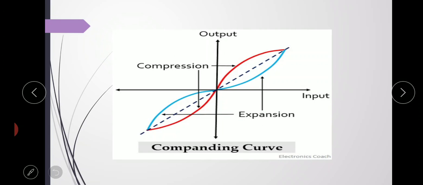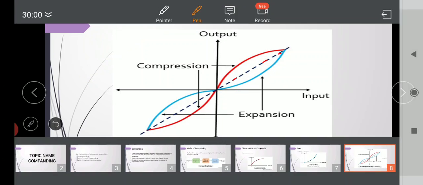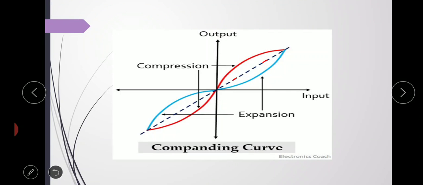Next, this is the compander characteristic, combined curve of compressor and expander. We can say this one is the companding curve in PCM, pulse code modulation. Okay, so in this diagram this one is the compressor curve characteristic and this one is the expander characteristic. We already discussed that. But this dotted line, what does this dotted line represent? So the dotted line represents the linear characteristic of the compander, indicating that the originally transmitted signal is recovered at the receiver.